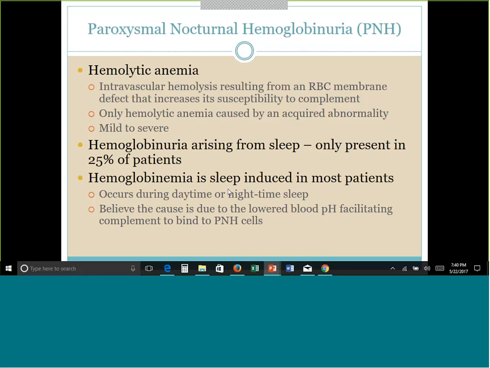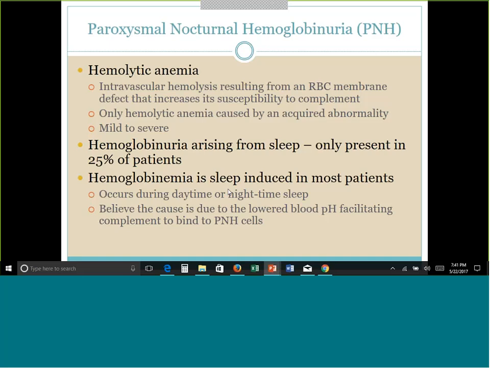Now, the reason they named it nocturnal hemoglobinuria is because about 25% of people, when they would wake up, would have hemoglobinuria. They would have basically red urine. So hemoglobin in their urine, red urine after coming from sleeping. So it kind of occurred overnight. That's where it got the nocturnal name.